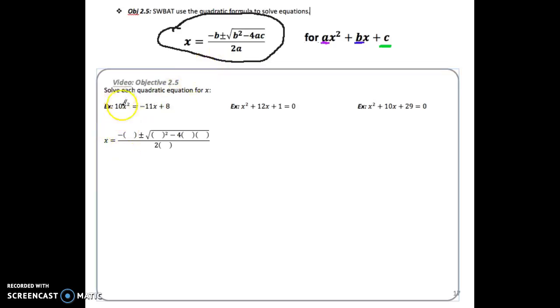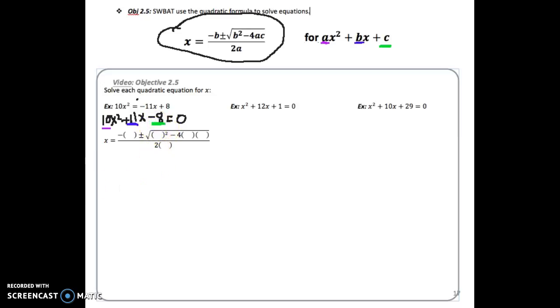So our first one is 10x squared equals negative 11x plus 8. What we need to do first is get everything on one side so we can figure out what a, b, and c are. So I'm going to add 11x to the other side and subtract 8, so that everything is on one side. When I do that, I get 10x squared plus 11x minus 8 equals 0. Now I'm able to identify that a is equal to 10, b is equal to 11, and c is equal to negative 8.